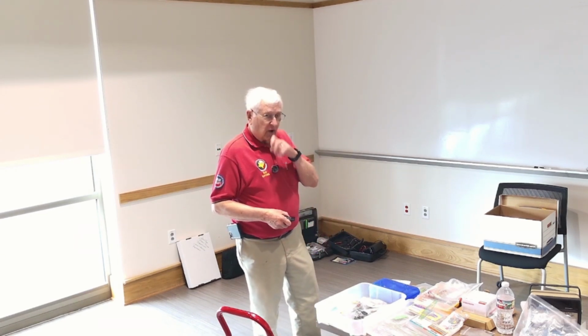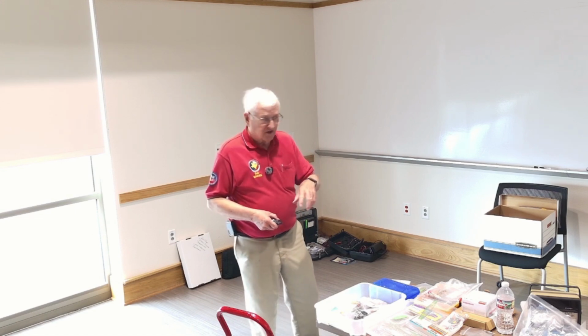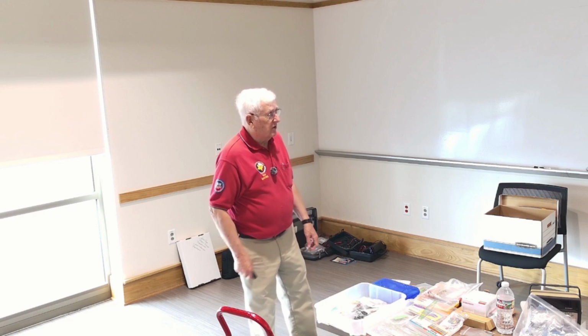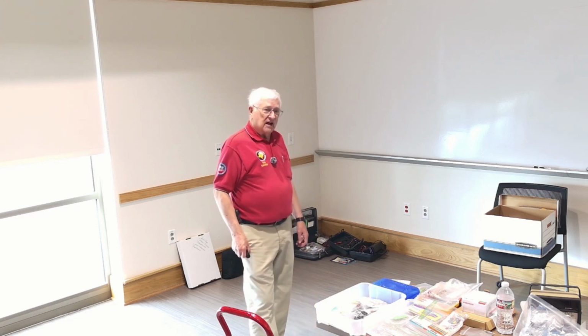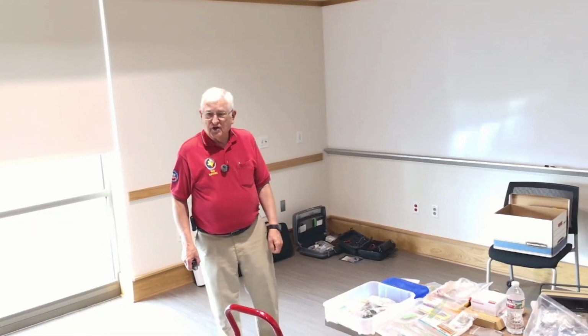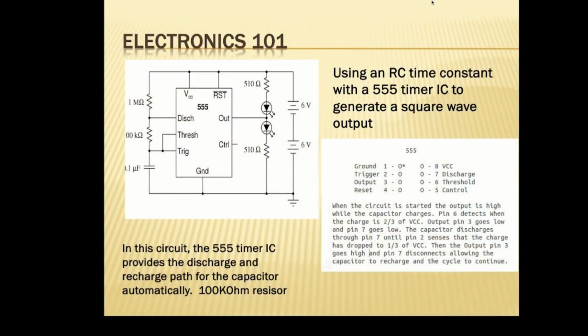What's a practical application for this time constant thing? This particular circuit is using what we call a triple nickel IC, or 555 IC, integrated circuit. The 555 timer circuit is made just for timing things. It'll do all kinds of crazy stuff. But what controls its discharge time is this resistor right here and this capacitor right there.